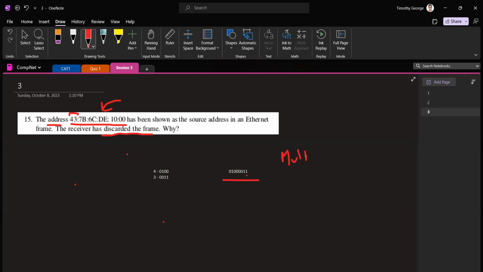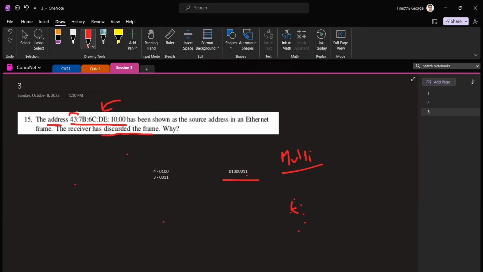What is multicast? We saw it yesterday also. You have one node and it's sending to many nodes. But it's not a broadcast. Broadcast means it would send it to all the nodes. Multicast means it's one to many, but not one to all. So there are some nodes that are not being sent to. So we have found out that this is a multicast Ethernet address. But that still doesn't tell us why the receiver has discarded the frame.